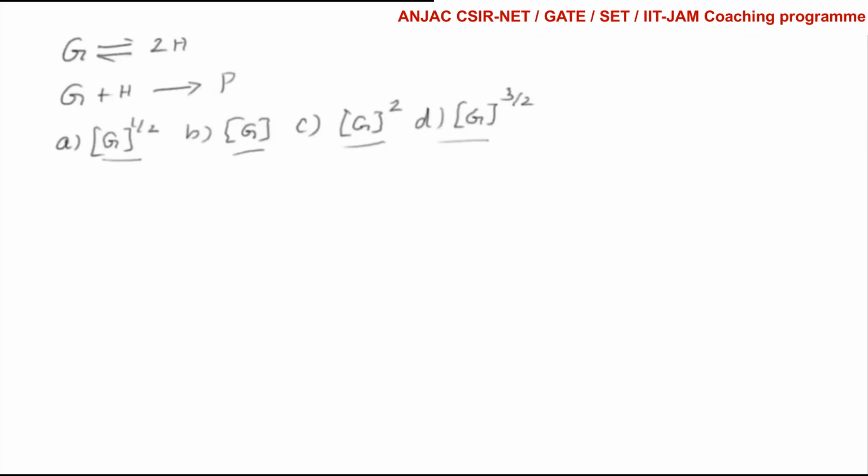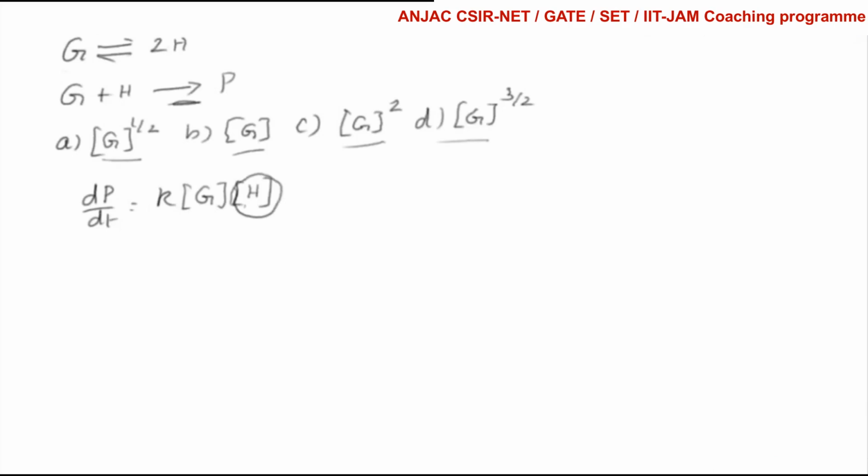Here you are asked to calculate the rate of formation. What is the rate of formation? dP by dt is equal to k. It is not given anything, so here you assume it is k into concentration of G into concentration of H. Here G is a reactant, H is an intermediate. Therefore, you have to substitute the concentration for H.